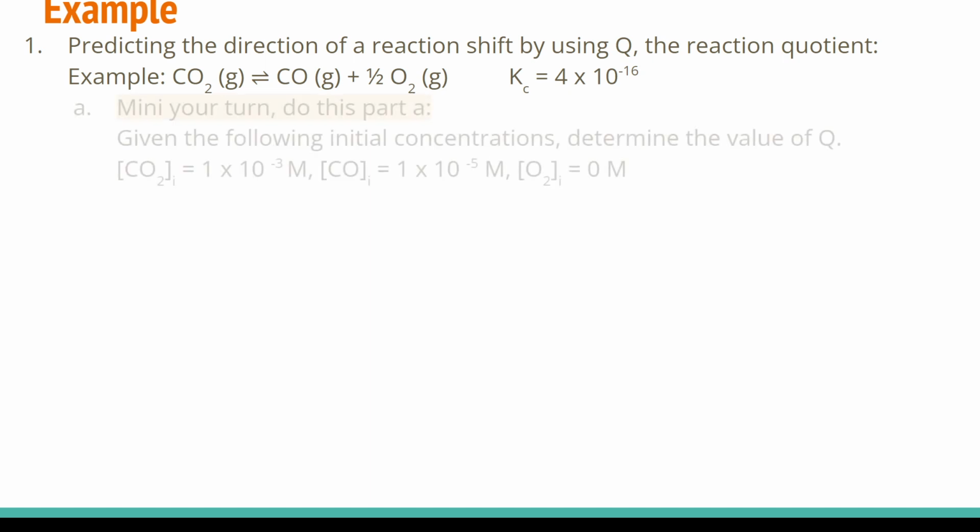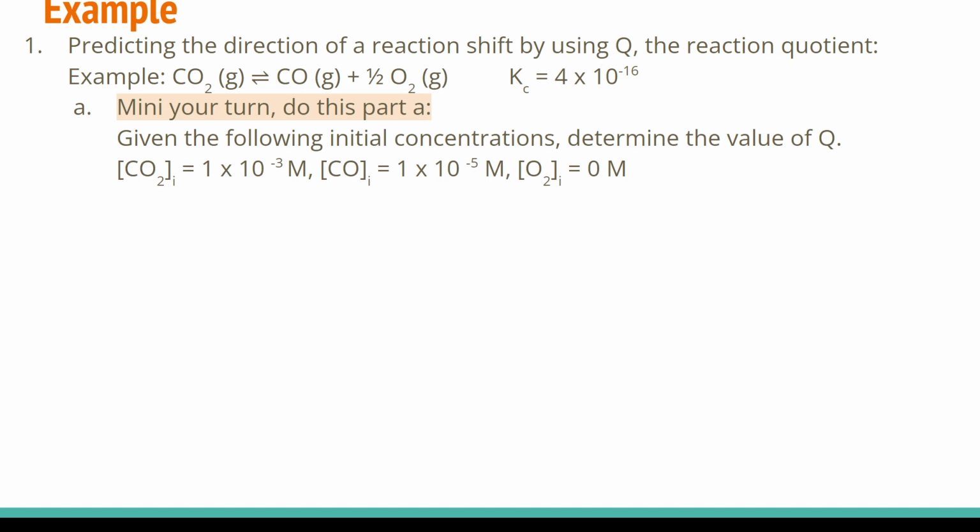Cool. And so here's a quick little mini your turn. Here are the initial concentrations of everybody. Go ahead and calculate Q real quick. Did you do it? Okay, so if you noticed, O2 is 0. So if I calculated Q, it would be 0 times this number, and then divided by this number. So 0 divided by anything is just 0. So my Q value is currently 0.